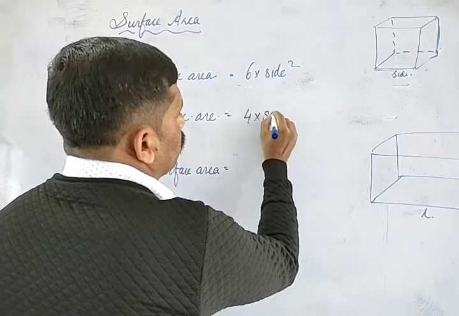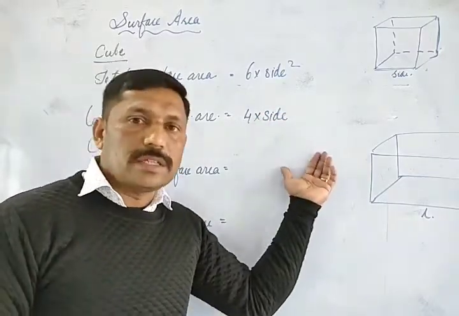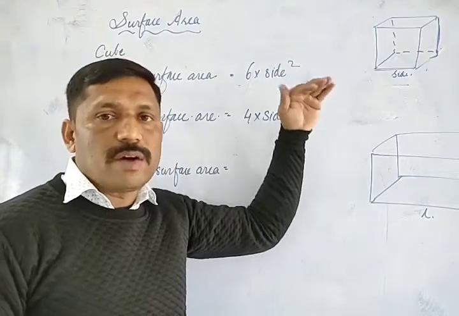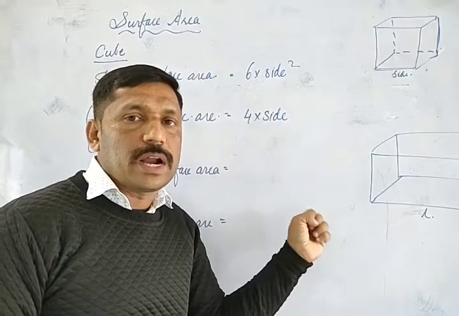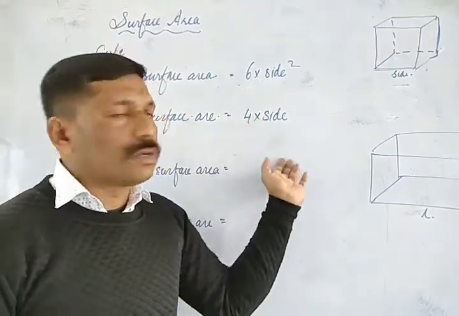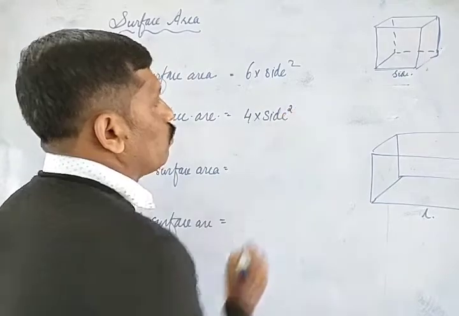4 into side square. The area of 4 surfaces is called lateral surface area. That means we are avoiding top and bottom, those 2 faces. The area of the remaining part is called lateral surface area. So lateral surface area is equal to 4 into side square.